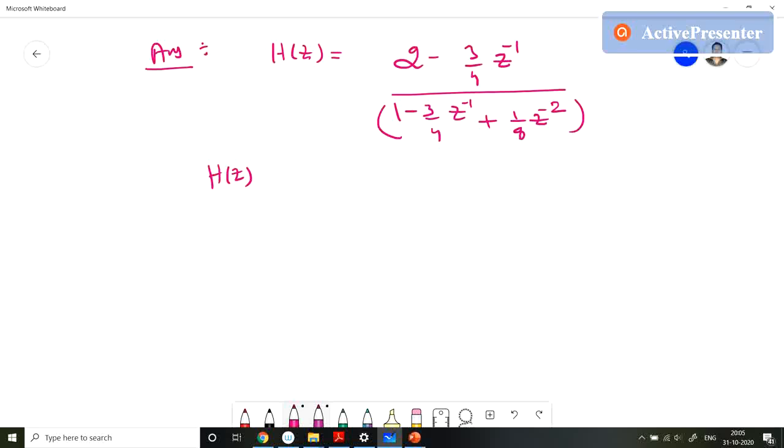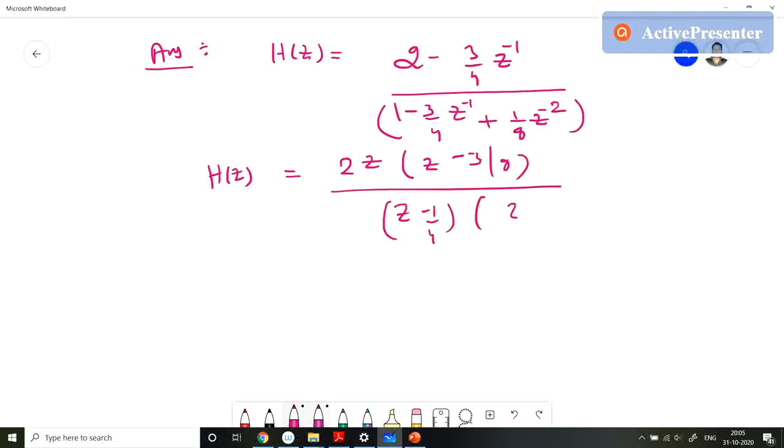If we find the factors, then we get 2z (z - 3/8) divided by (z - 1/4)(z - 1/2). So please check this relation. It is 2z(z - 3/8) divided by (z - 1/4)(z - 1/2).